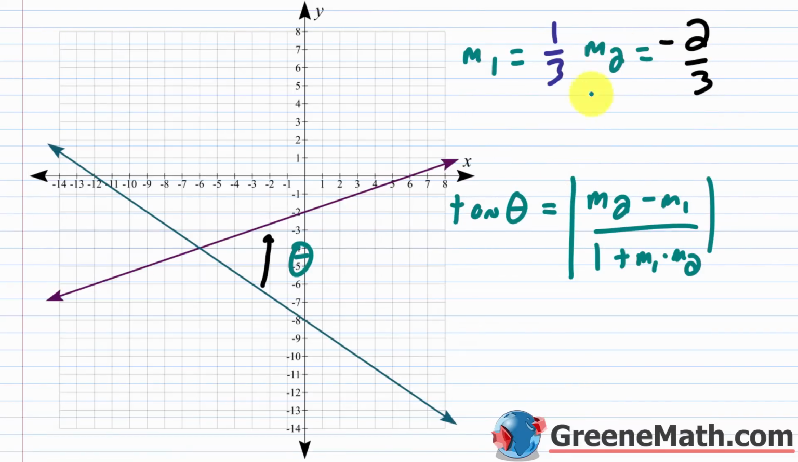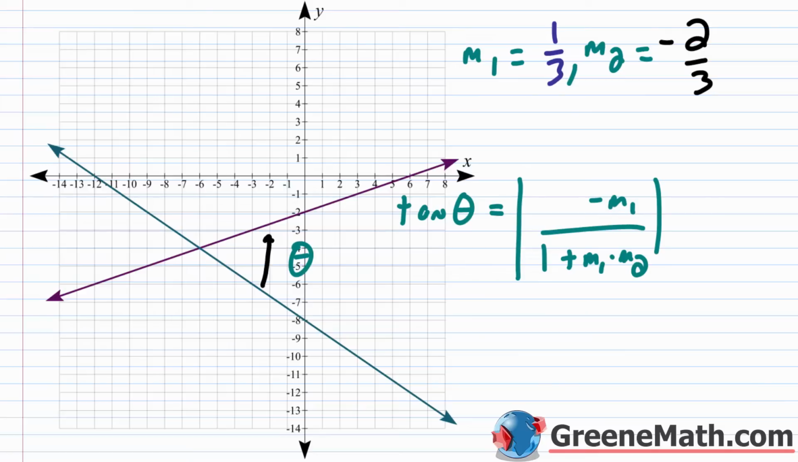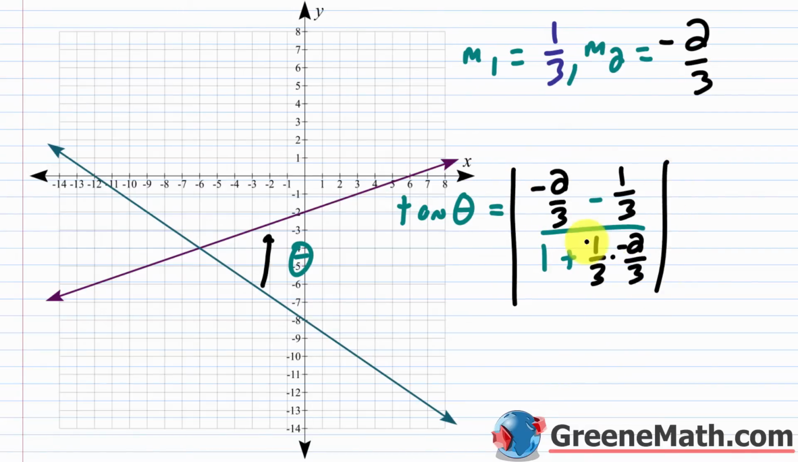Let me move this up here, and I'll just put a little comma. So I'm just going to plug into this, and this is getting a little busy. So for m sub 2, I'm going to plug in a negative 2/3. For m sub 1, I'm going to plug in 1/3. And then down here, it's going to be 1/3, which is my m sub 1, times negative 2/3, which is my m sub 2. And again, you could have labeled these in any order. It doesn't matter because of the absolute value bars.